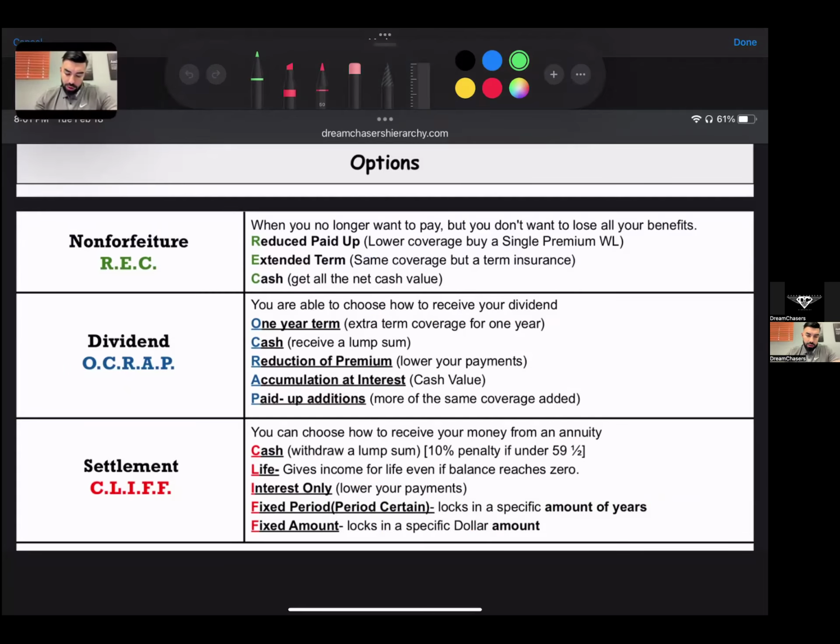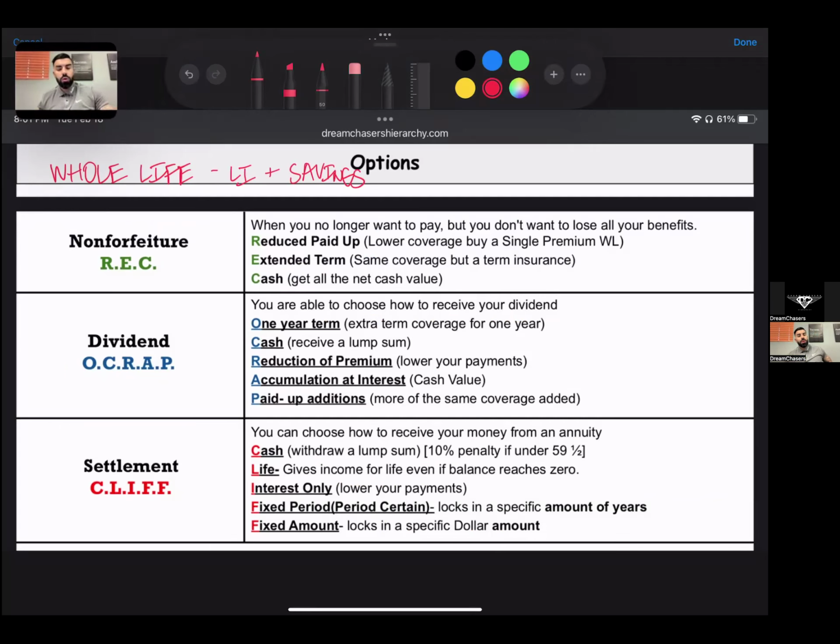Now we're going to go through three different types of options. So the first is what is known as non-forfeiture options. Non-forfeiture options will be found in whole life insurance. Okay. And remember, whole life insurance is life insurance that's bundled with a savings.